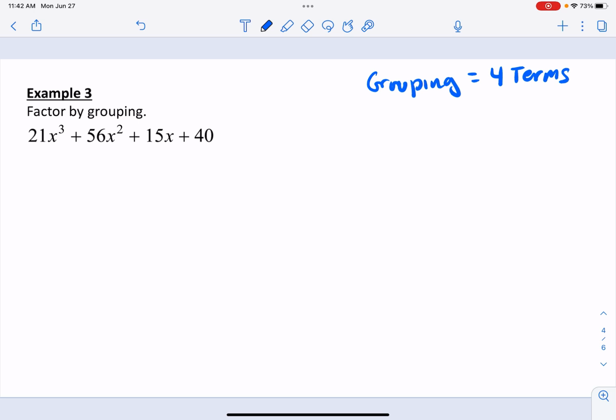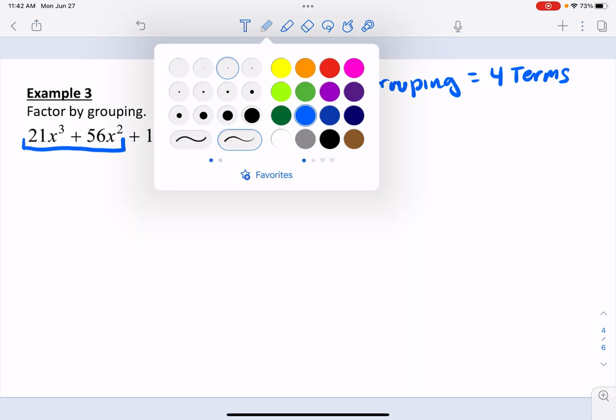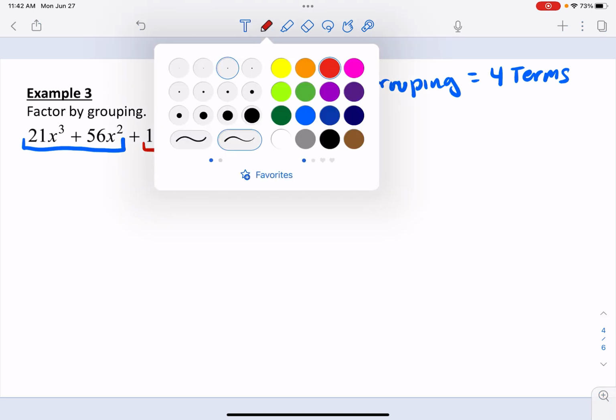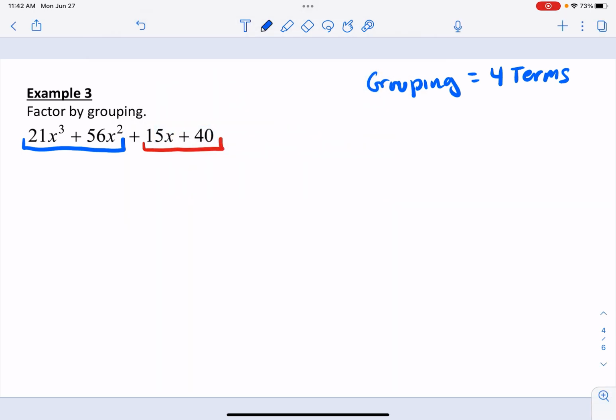So, what you do is you group the first 2 terms together, and regroup the second 2 terms together. So the first 2 terms, factor out your GCF. I have a 7 that goes into both. That's the highest number.